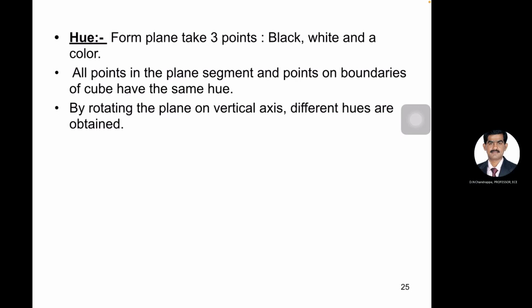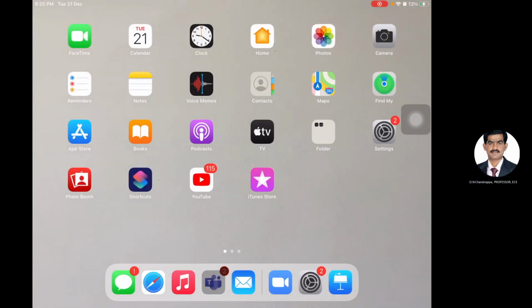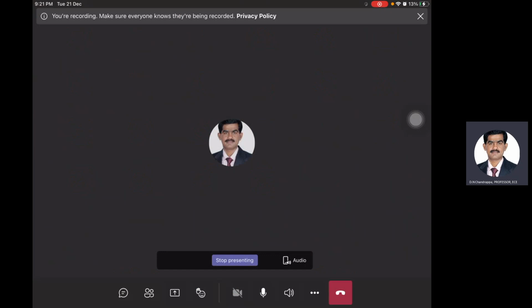So, like that I explained three models: the RGB model, the CMY model and the HSI model. These three models are very important. Then we will look into how to convert from one model to another. That is what we will look into in the next class. In the next class, we will explain that in detail. Thank you. Thank you very much.